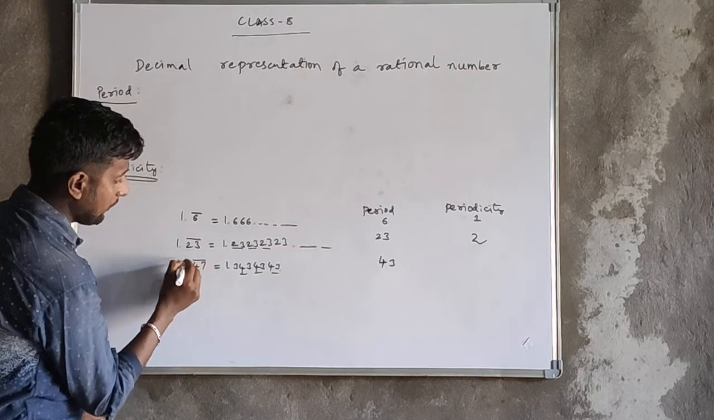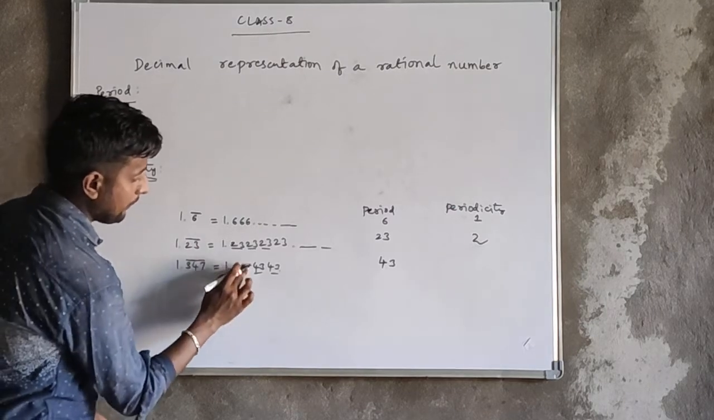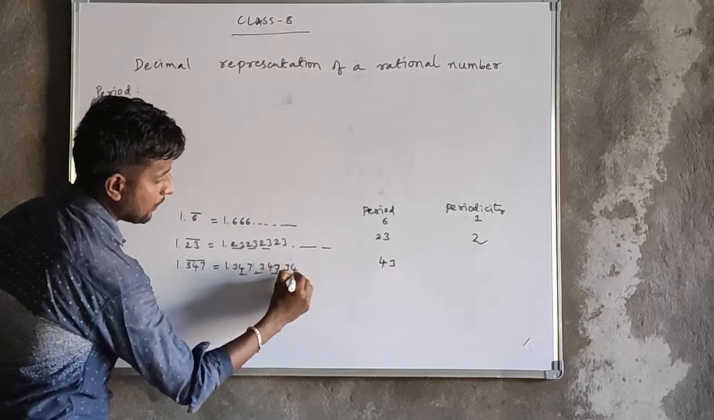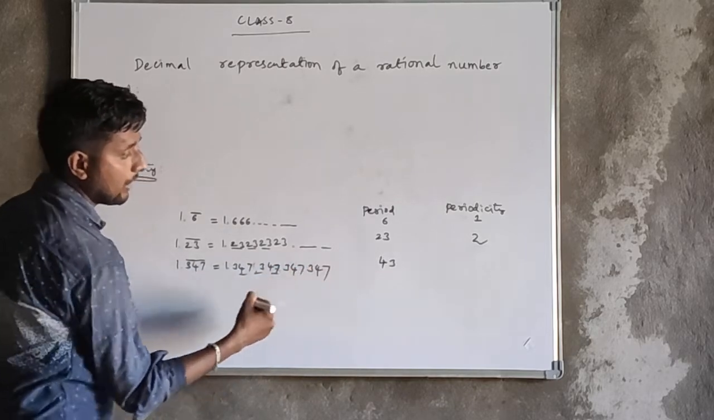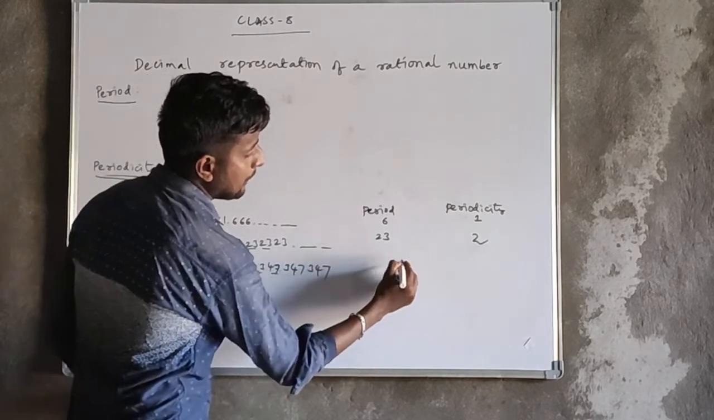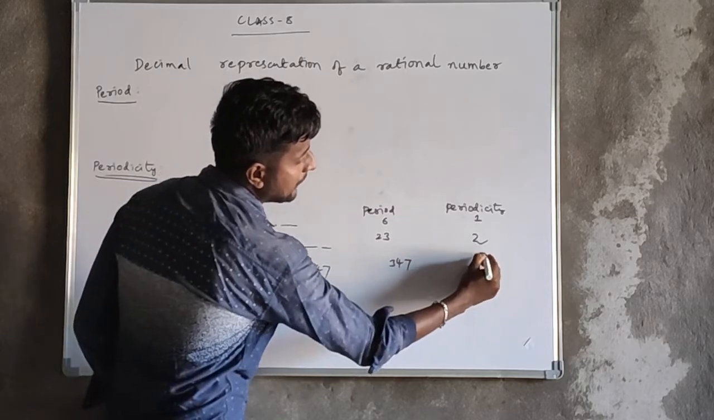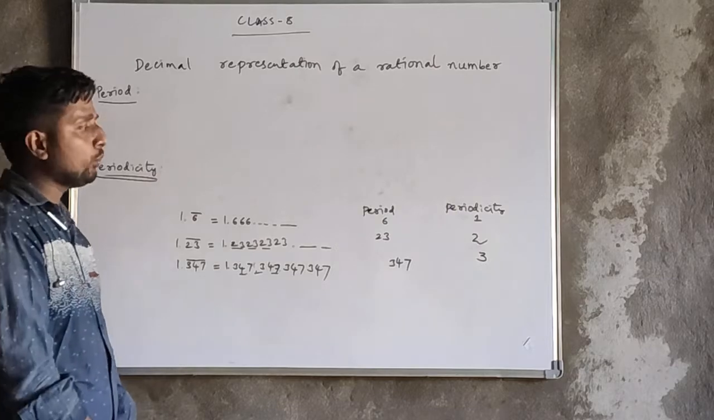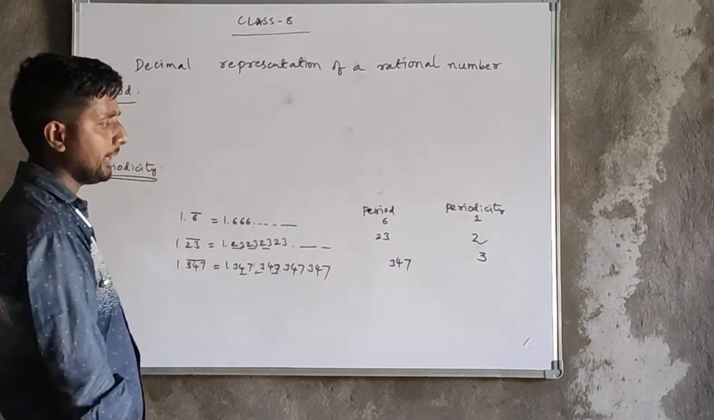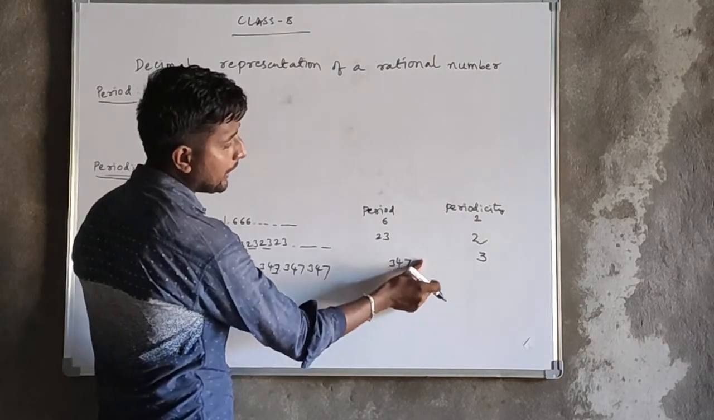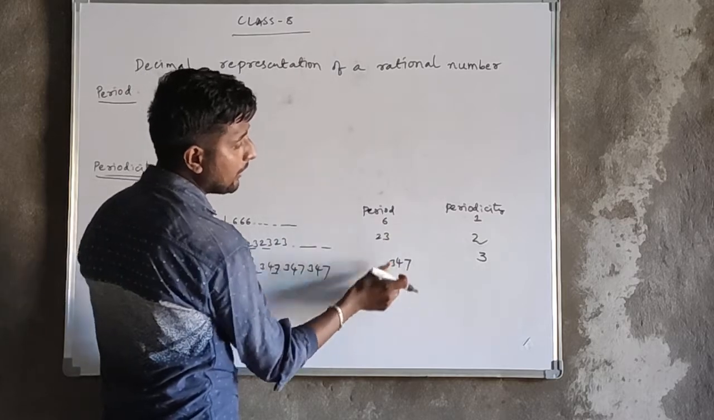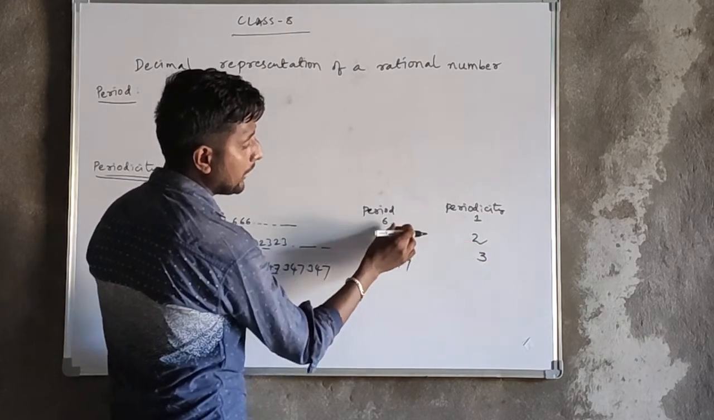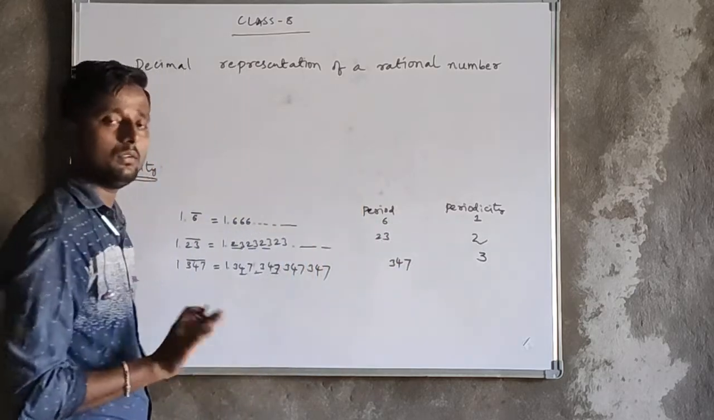347 bar, 347 bar. Now 347, 347, 347. Now I'll write same. Period is 347, but the periodicity is 3. I hope you got the idea. Look at 1, 2, 3. Here we have 3 digits in the period, so I have written 3. Here only 2 digits, I have written 2. Here only 1 digit, I have written 1.